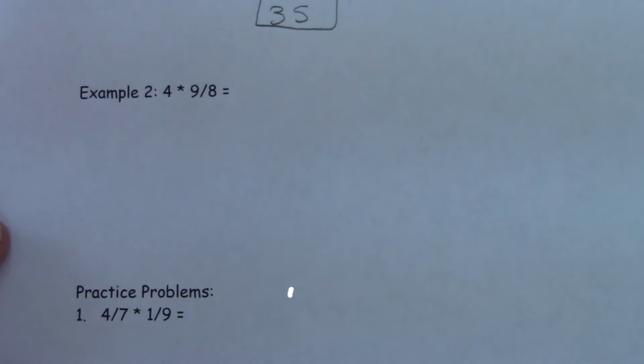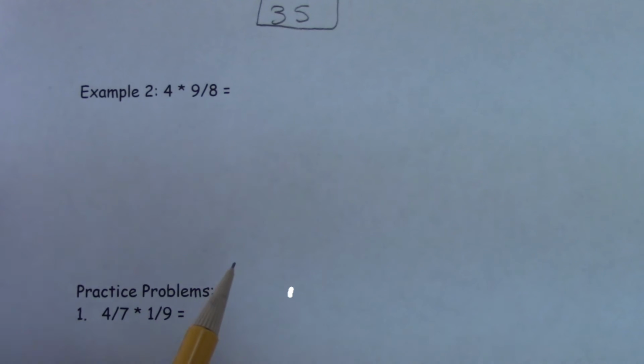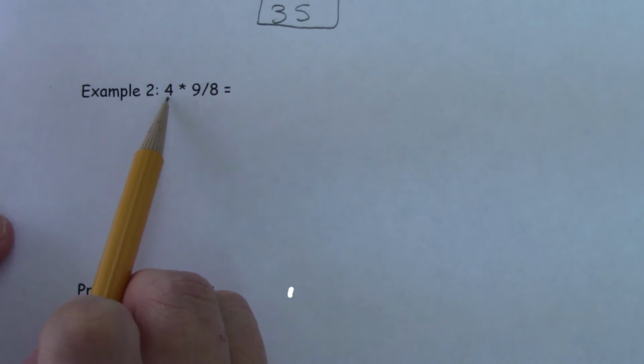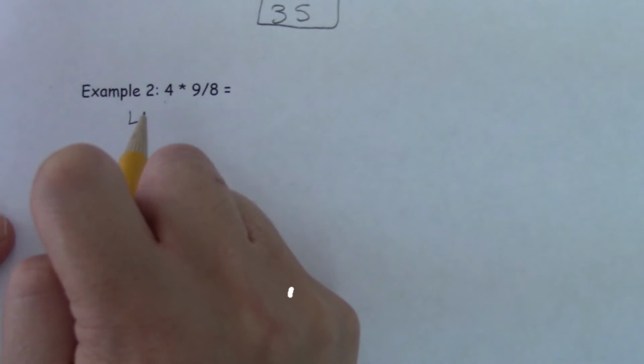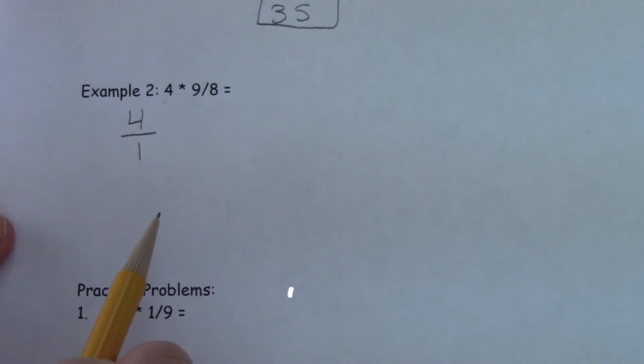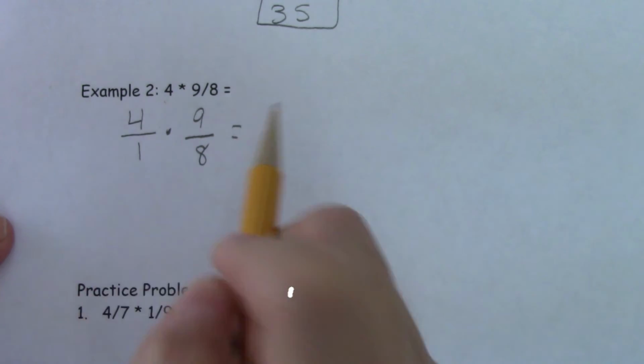My next example is 4 times 9 over 8. You might be thinking, oh no, how do I multiply a whole number by a fraction? Remember though, a whole number such as 4 can be written as a fraction. In fact, 4 can be written as 4 over 1. So what I really have is 4 over 1 times 9 over 8.